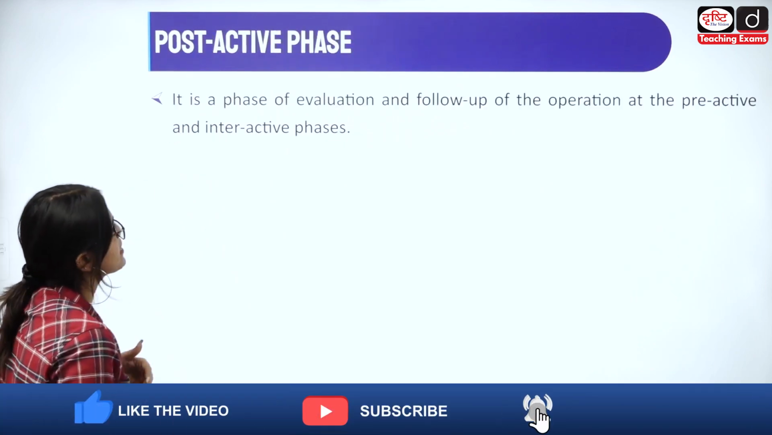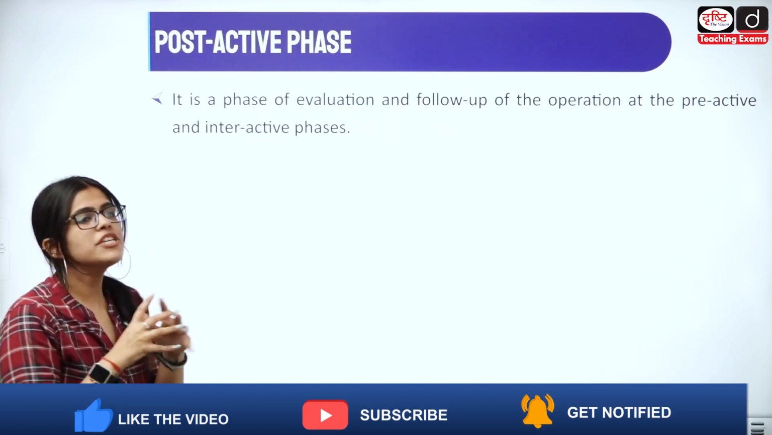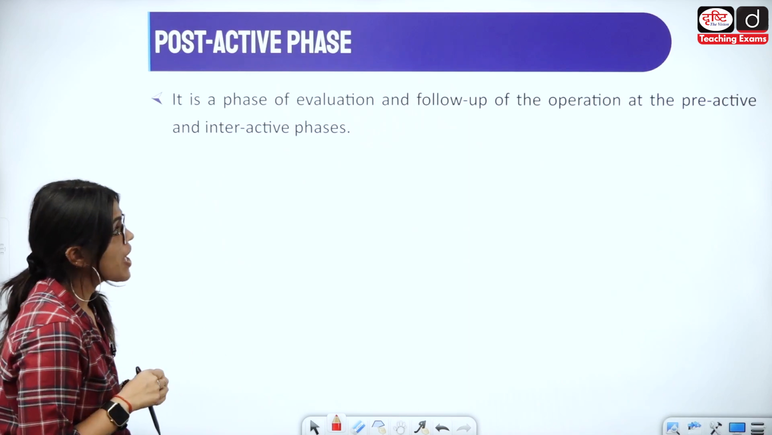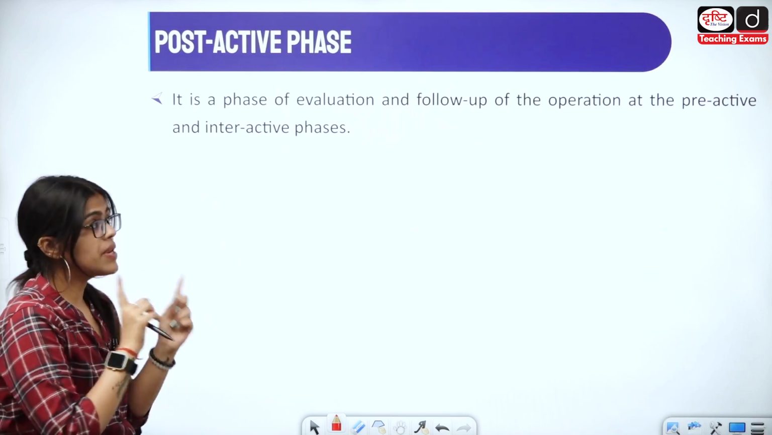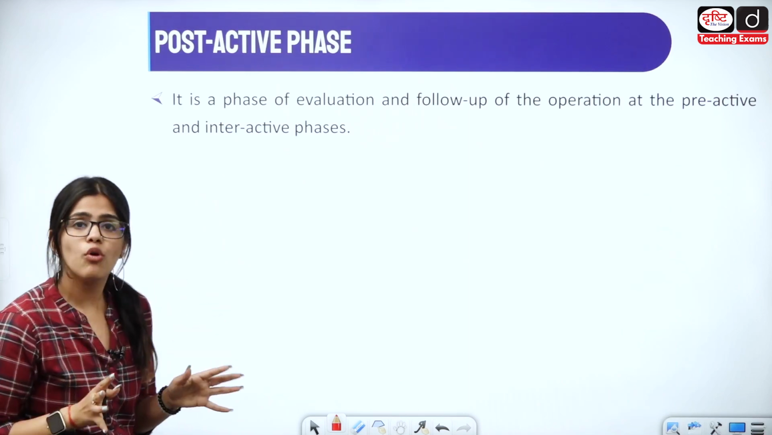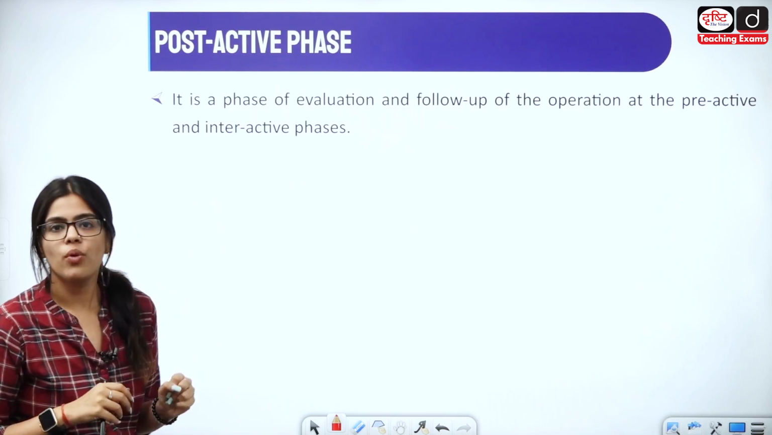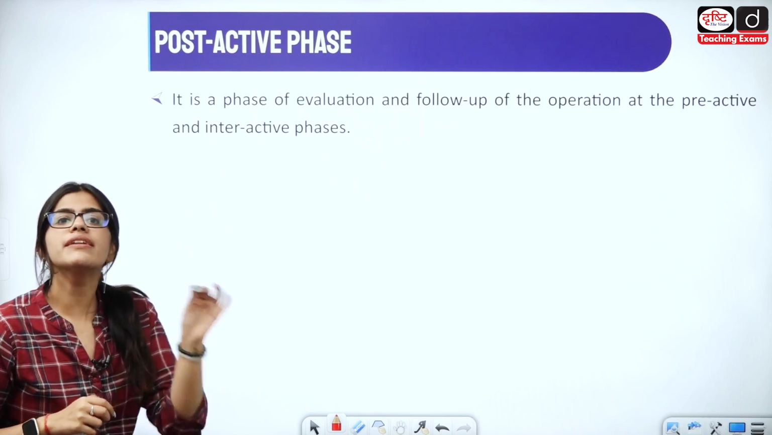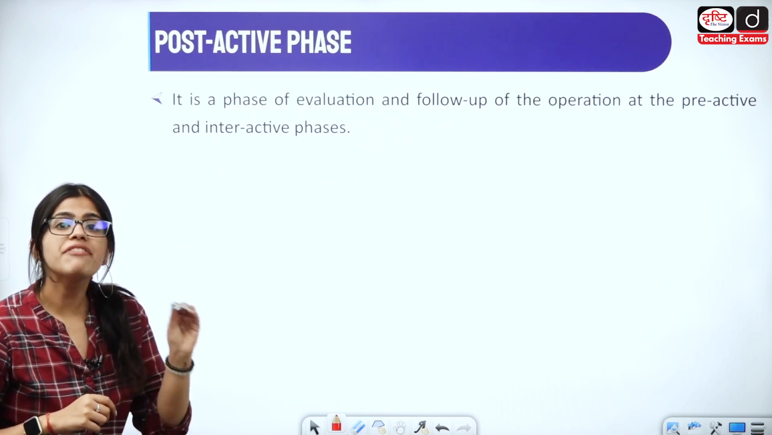Then is the post-active phase. In this phase, evaluation is done. It's a kind of follow-up that is done after the teaching. The teaching is done. The pre-active and the interactive phases are over. Now the teacher will take a follow-up. Was the topic clear? If not, what will she do? She will reteach it. It is a kind of evaluation.